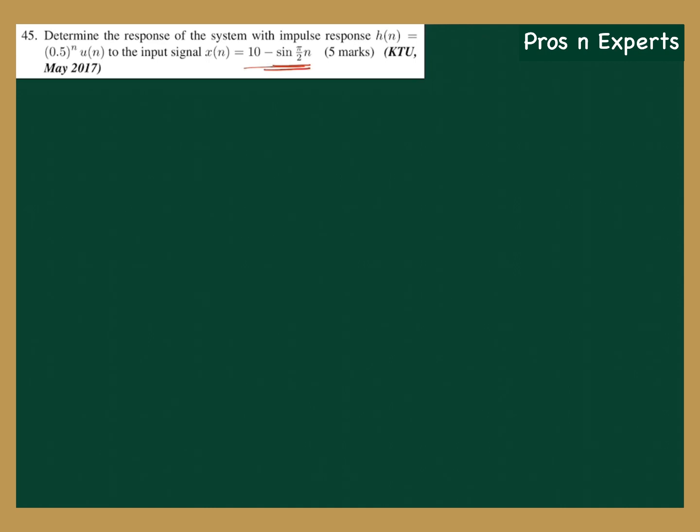So it was given that h of n is equal to 0.5 raised to n u of n. Therefore we know that the DTFT of h of n, given by h of e raised to j omega, will be equal to 1 by 1 minus 0.5 e raised to minus j omega. We know from the standard results, right? And now we have to find out x of e raised to j omega also.